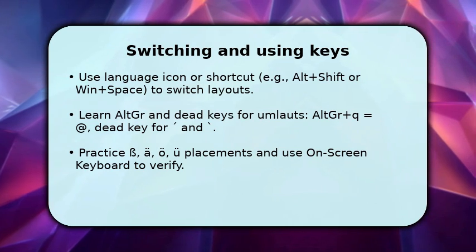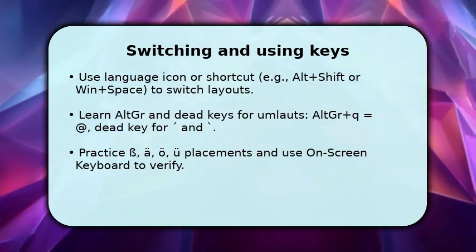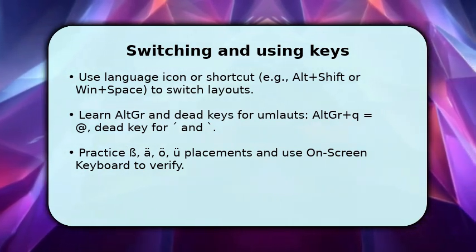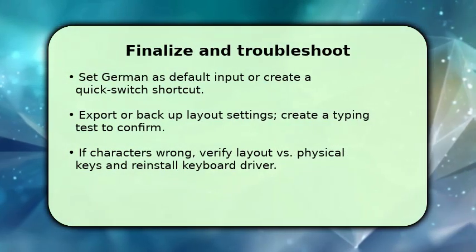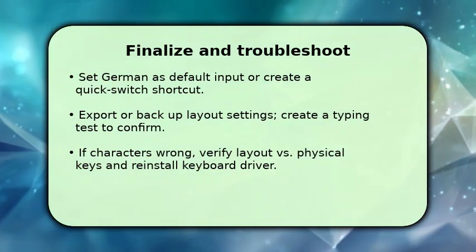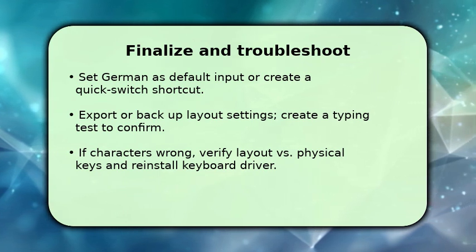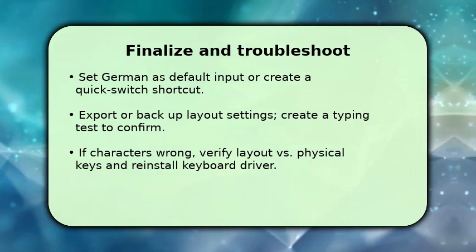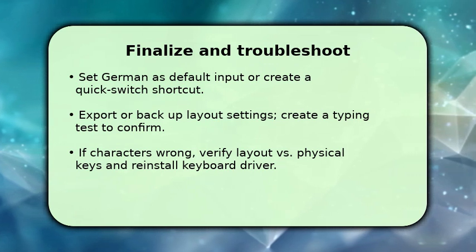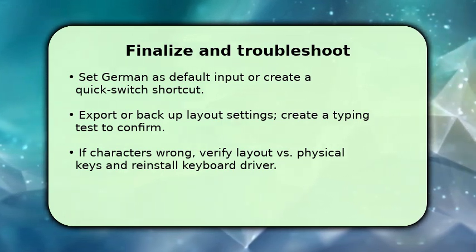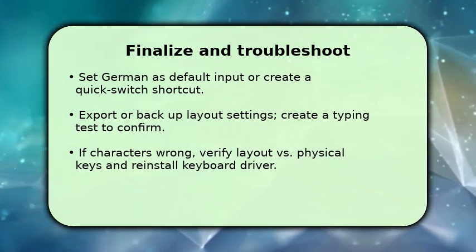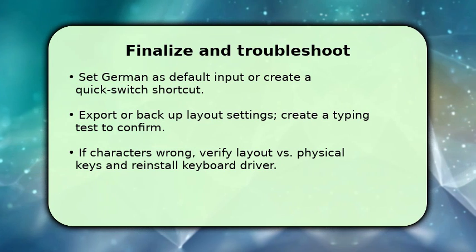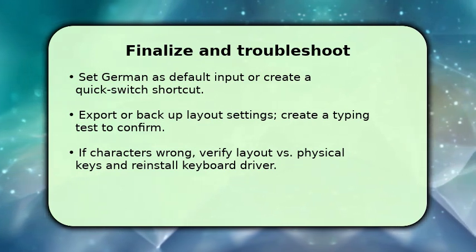Once comfortable, finish by making German your default input or by assigning a quick switch shortcut so you never lose the layout during work. Test thoroughly. Type email, passwords, and special characters to confirm behavior, then export or back up your layout profile if your OS allows it. If something goes wrong and characters appear incorrect, double-check that the OS layout matches your physical keyboard, toggle numlock, and reinstall the keyboard driver. If needed, remove.